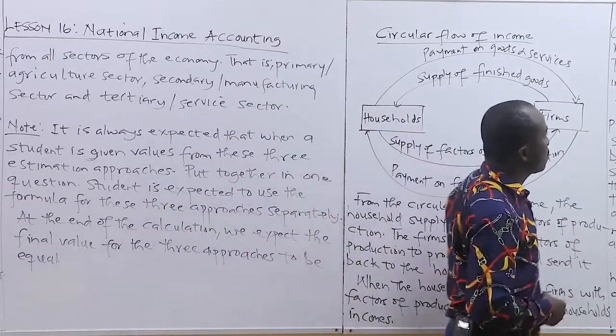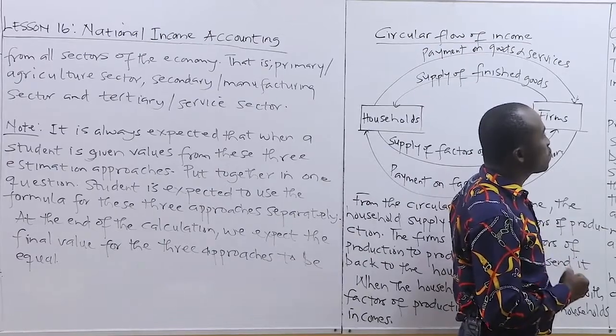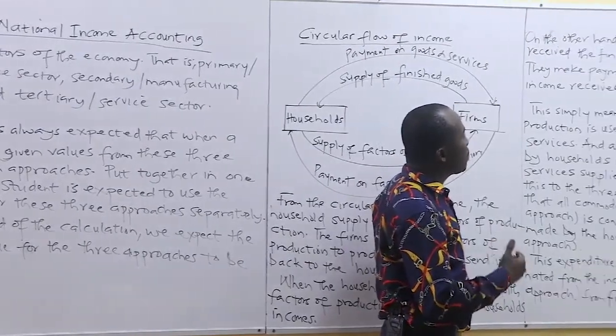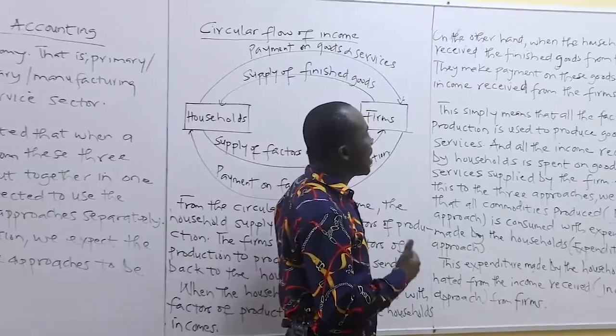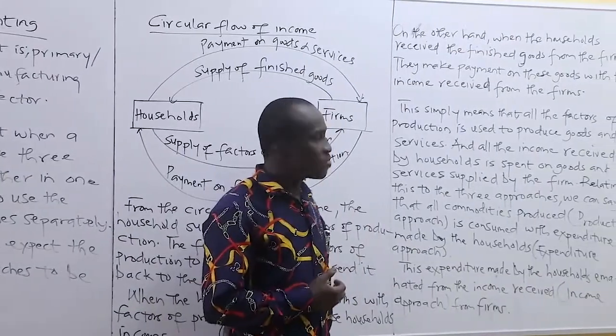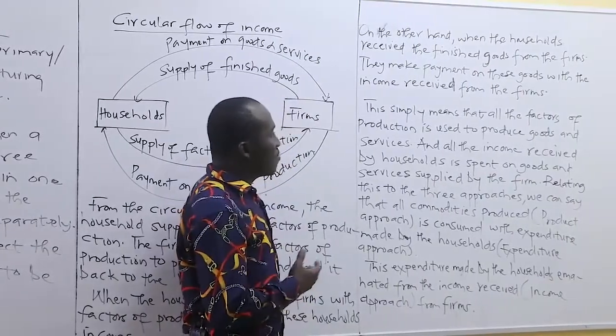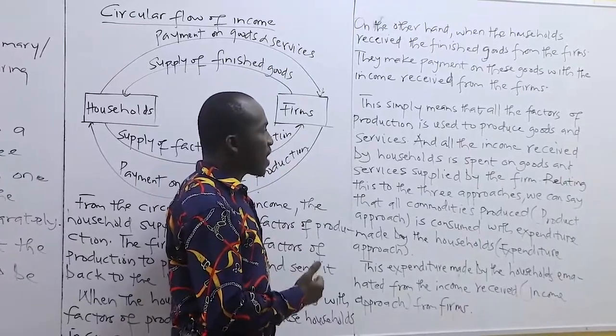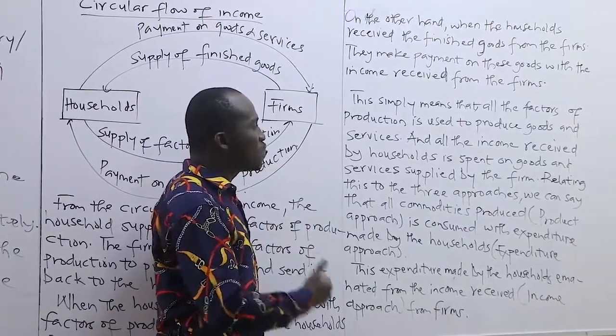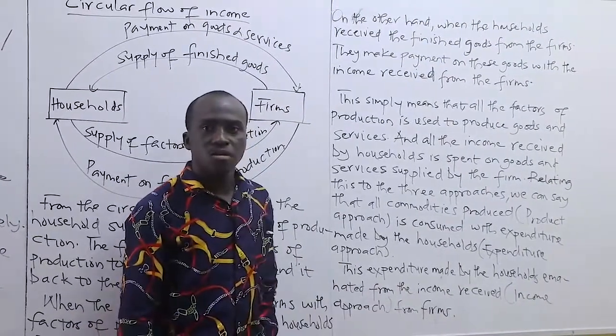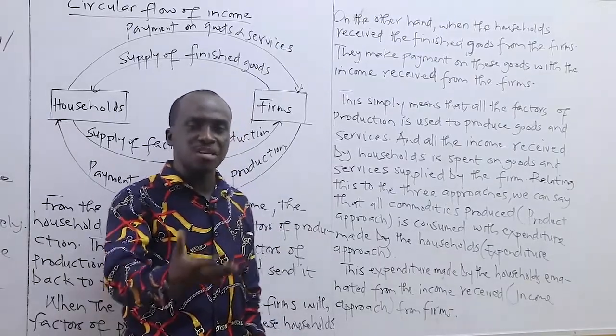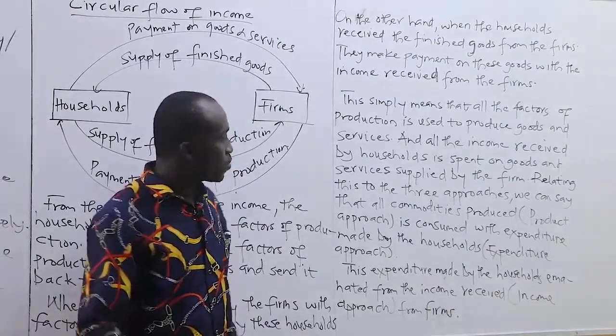On the other hand, when the household receives their finished goods from the firms, they make payment on these goods with the income they receive from the firms. This simply means that all the factors of production are used to produce goods and services. So the factors of production are used to what? Produce goods and services. That's the product approach.